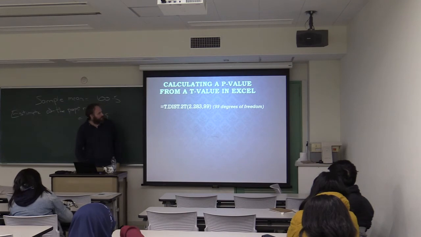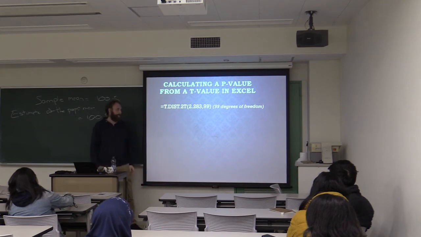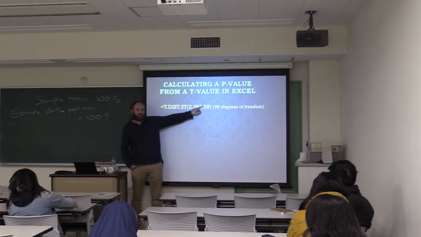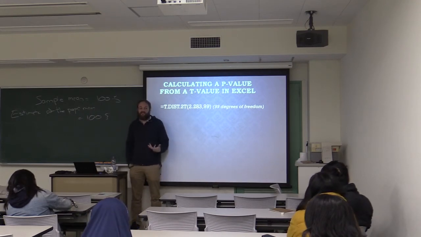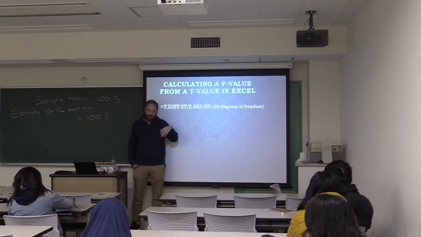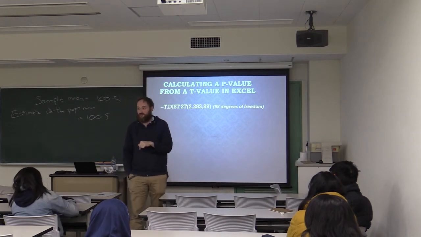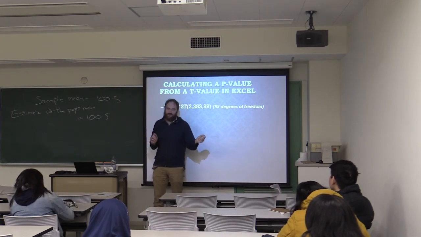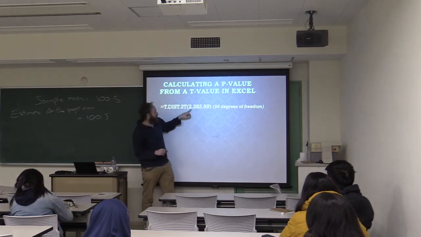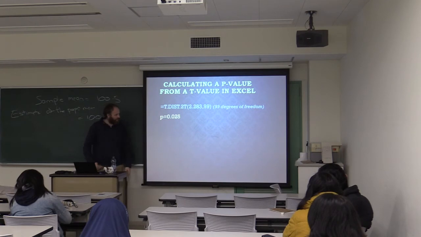So we use this formula, T.DIST.2T. Then we put in the number of standard errors, the t-value, 2.283. And then we put in the degrees of freedom, which is 99. Remember we talked about degrees of freedom last week. We said that the degrees of freedom is the number of samples minus 1. Our number of pills was 100, so 100 minus 1 is 99. So we put in 2.283 here, and then 99, and then press enter. It gives me this value, 0.025.